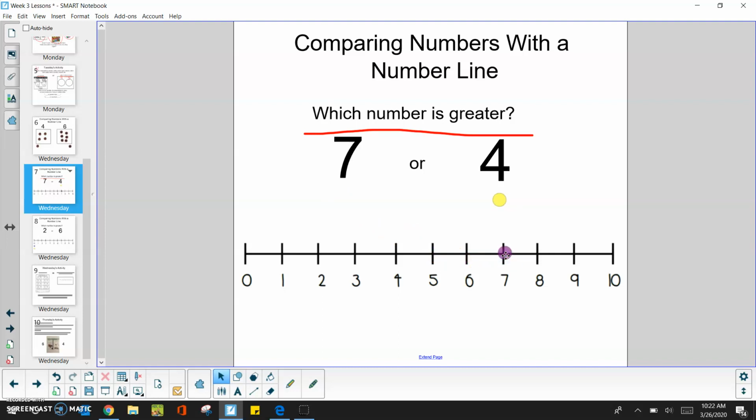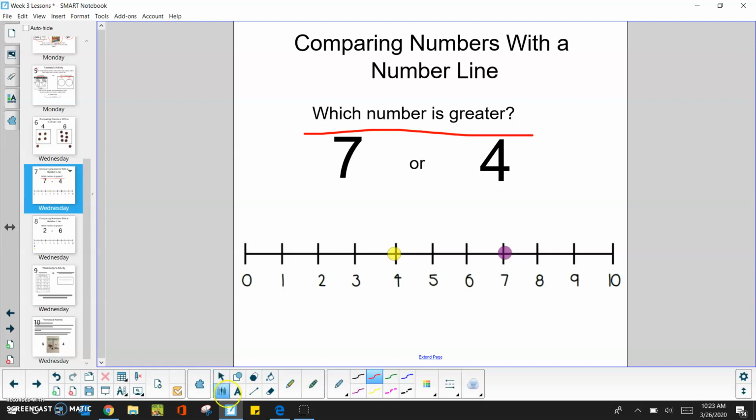Right there onto the 7. So I see that 7 is really close to the 10 and it's kind of far away from the 0. So let's move our 4. I'm going to take my yellow dot and I'm going to put it on the 4. And I'm noticing that that yellow dot is a lot closer to 0 and further away from the 10. So which number is greater? Let's think about this. Which number is closer to 10?